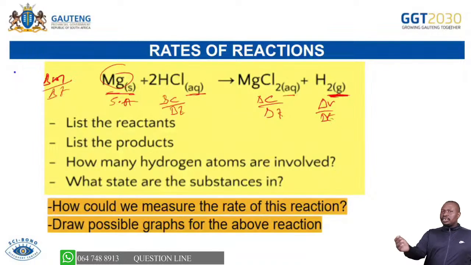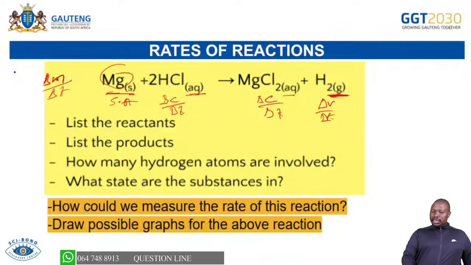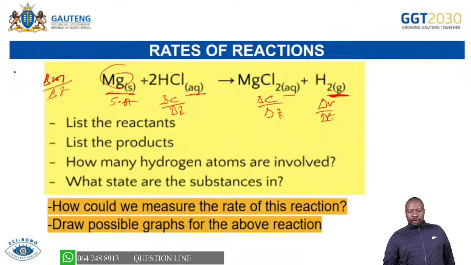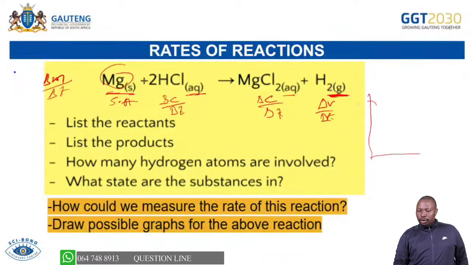We're saying you must calculate the rate of reaction. You must know which formula will be applicable, and we're saying draw possible graphs. So you must know that for the reactants, we start with mass. If it's mass, it will be the change in mass per unit time there. And then you are able to see that our mass will be decreasing because the reactant decreases. But for the products, what happens? It increases. So the graph, you're expecting it to go up.